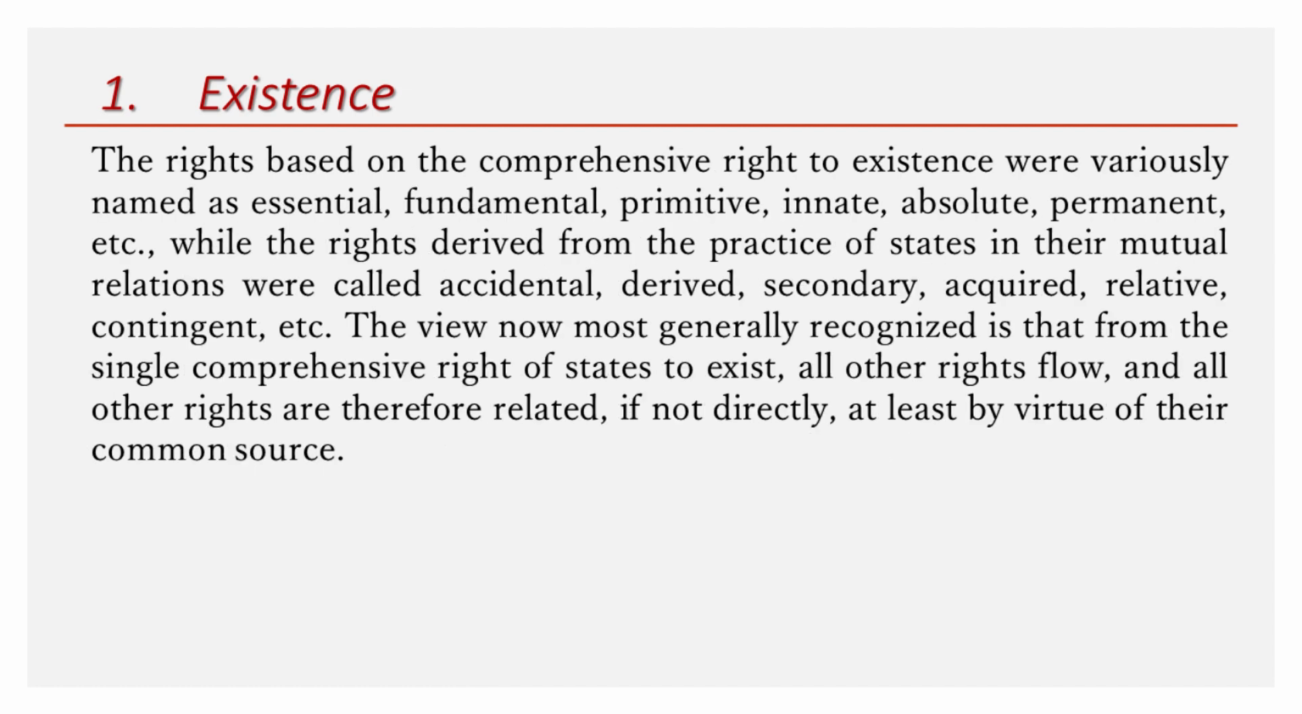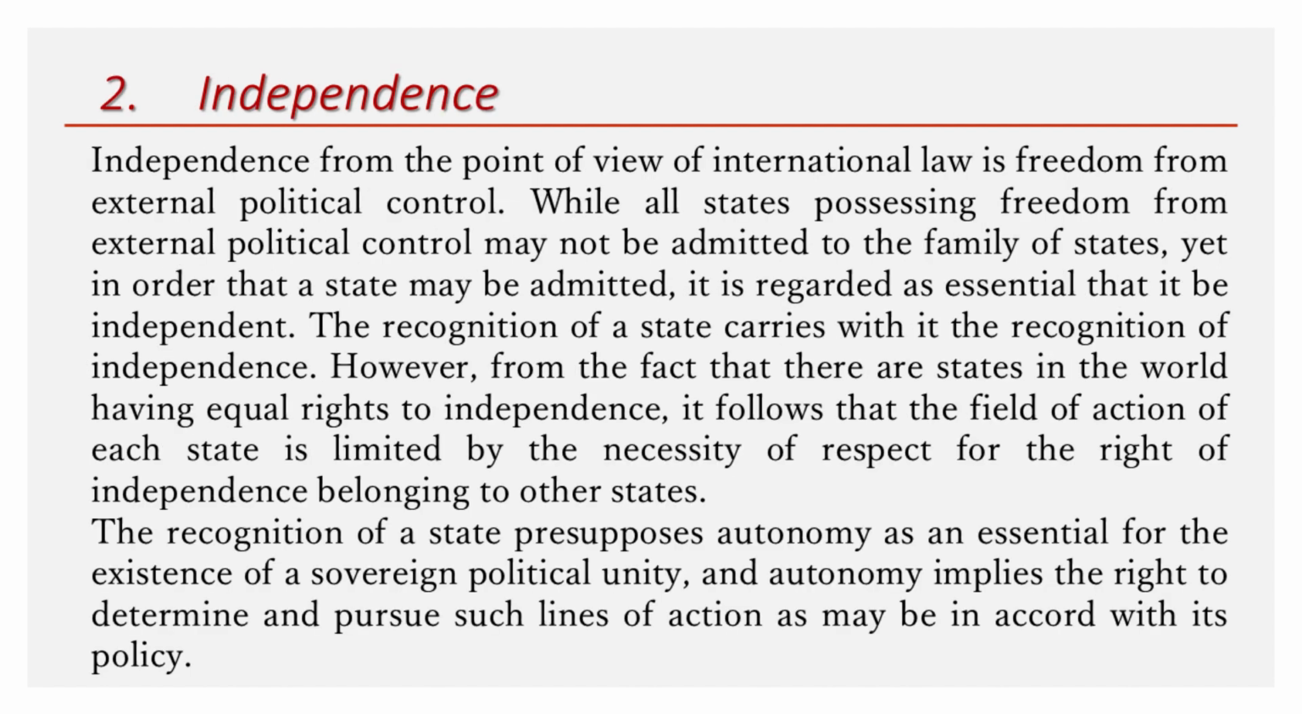The rights based on the comprehensive right to existence were variously named as essential, fundamental, primitive, innate, absolute, permanent, etc., while the rights derived from the practice of states in their mutual relations were called accidental, derived, secondary, acquired, relative, contingent, etc. The view now most generally recognized is that from the single comprehensive right of states to exist, all other rights flow, and all other rights are therefore related, if not directly, at least by virtue of their common source. 2. Independence. Independence from the point of view of international law is freedom from external political control.